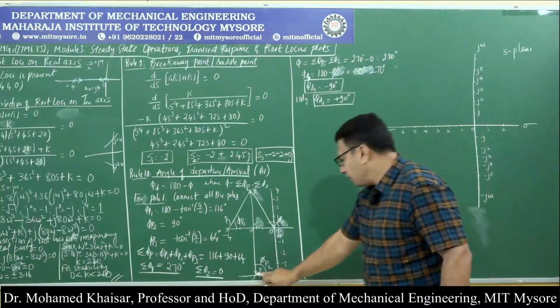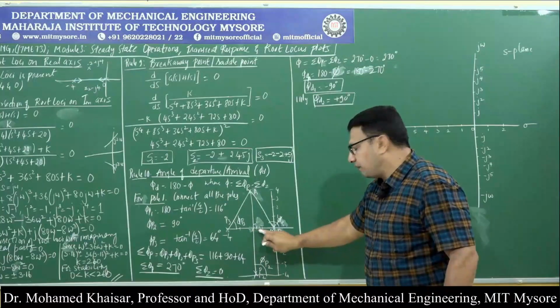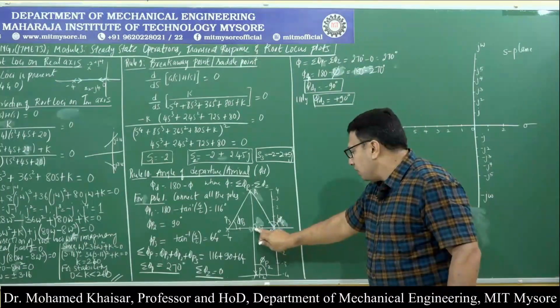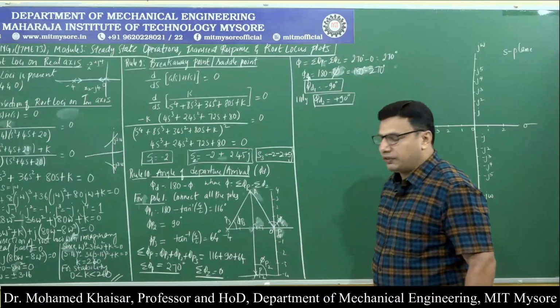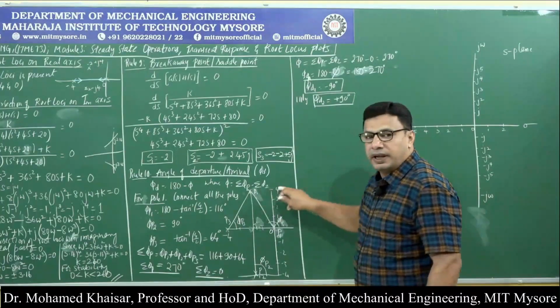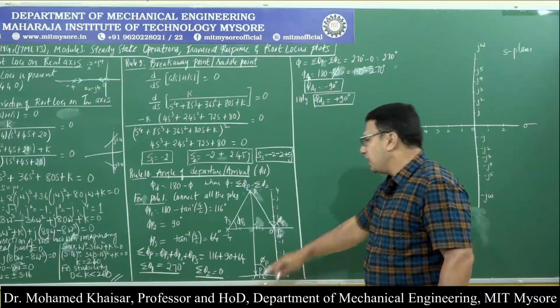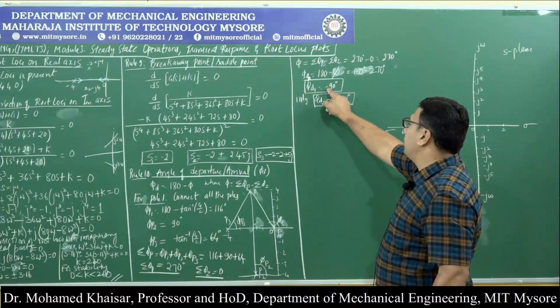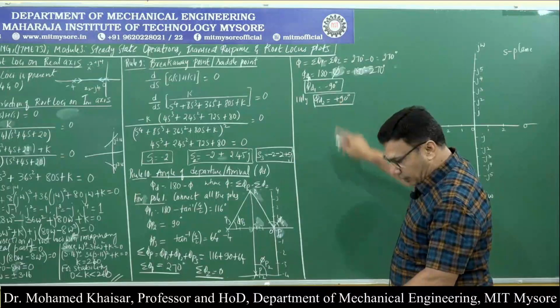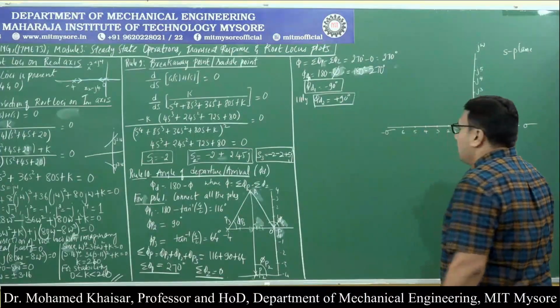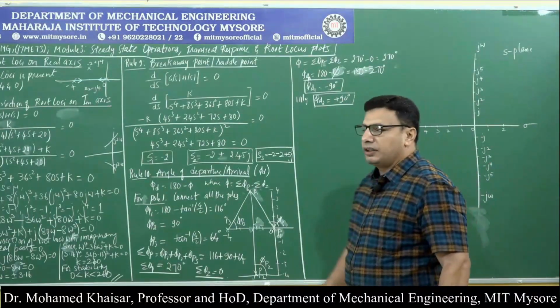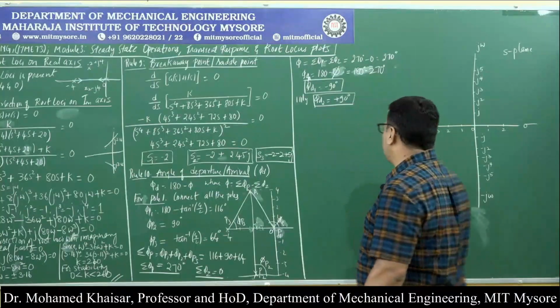Similarly, since this pole is equidistant from the real axis as that pole, whatever the angle of departure is for this pole, it will be the same for the other pole, but with the opposite sign. So, if it is minus 90 here, this will be plus 90. Now, we have found the analysis for all the 10 rules to draw the root locus plot.